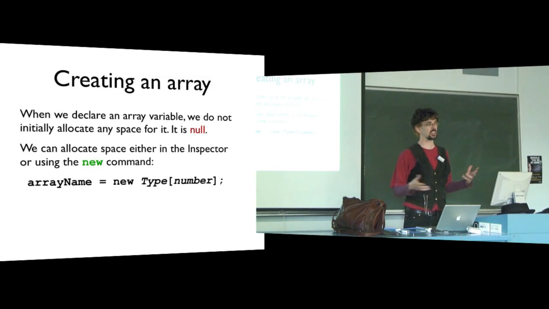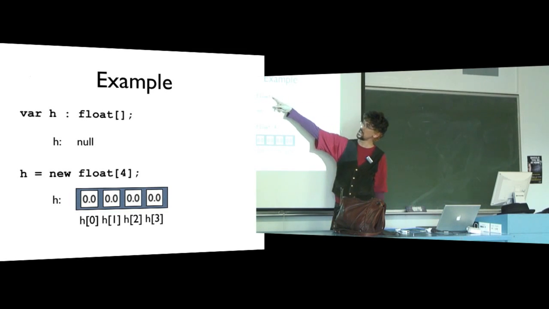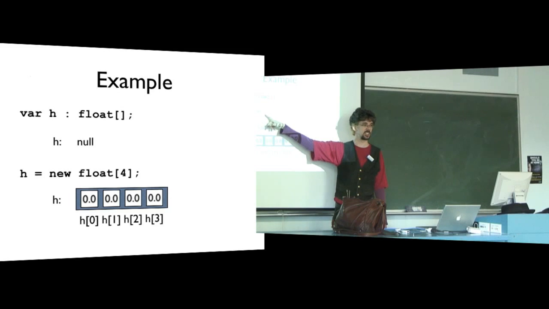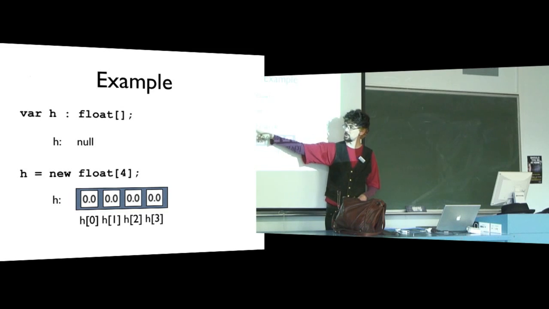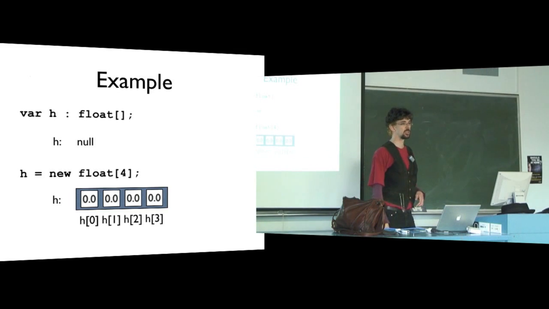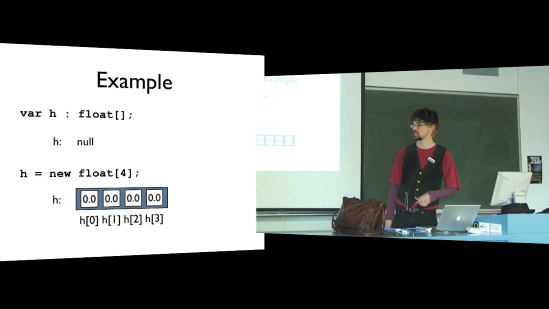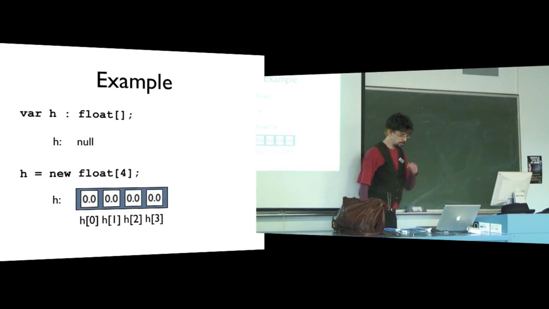So we can calculate the size of the array at runtime and then create the array of that size if we want. So an example of that: initially if we just declare h to be an array of floats, then initially h is just null. There's no space allocated to do anything. But as soon as we say h equals new float 4, then it creates room for 4 floats, each of which will be initialized to 0, because that's how a new float is initialized. Now these are numbered from 0 up to 3. So this is h0, this is h1, h2, and h3.